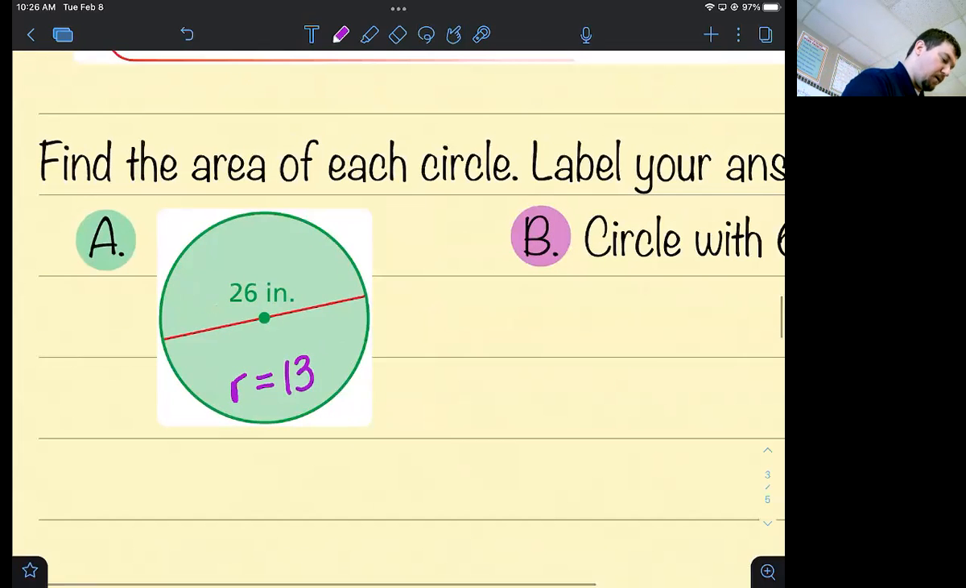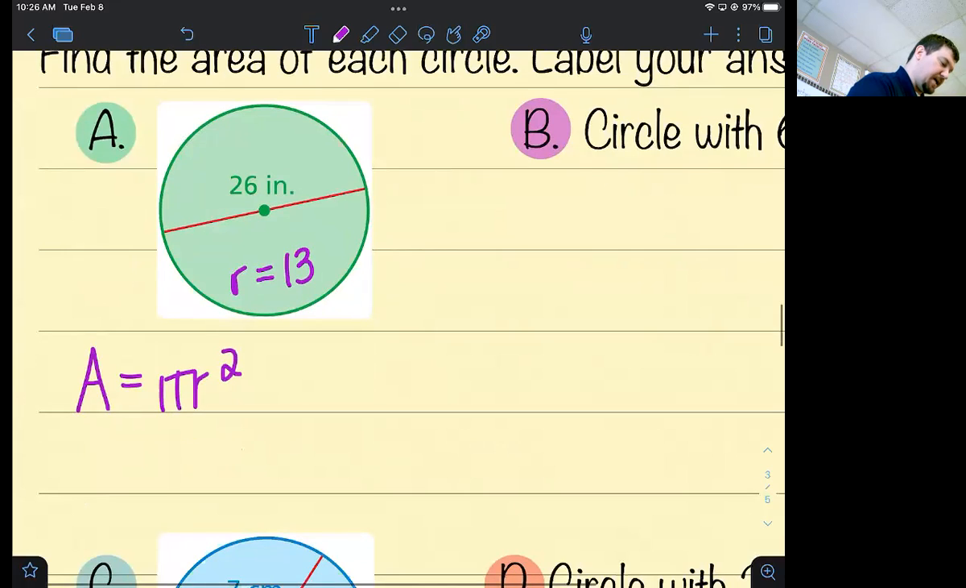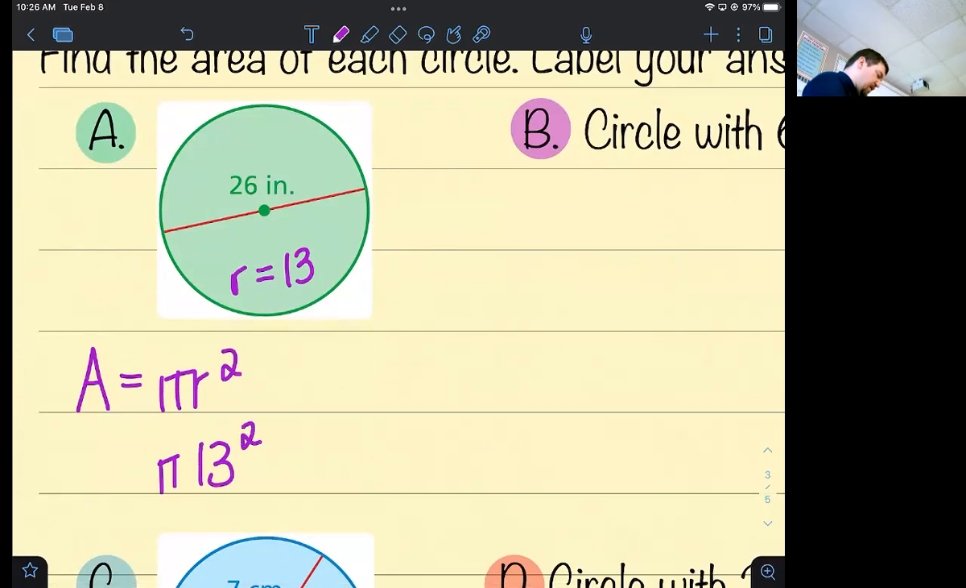And then my area formula is A equals pi r squared. And I'm just going to plug in 13 right there. And so 13 squared, for those of you with scientific calculators, you can type in 13 and then hit squared. For those of you without it, you'll just do 13 times 13. What is 13 times 13, Thomas?